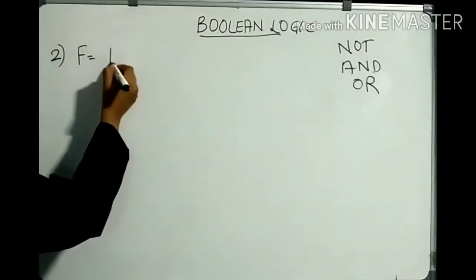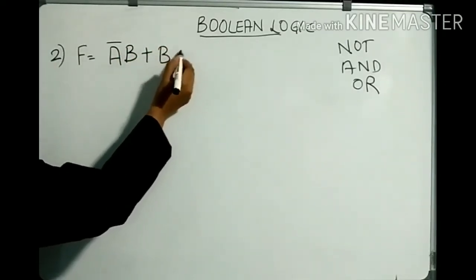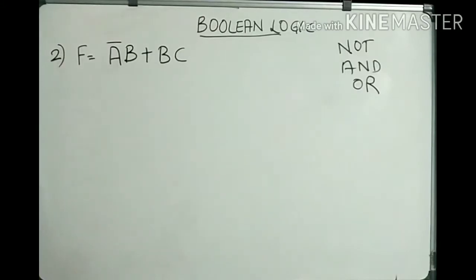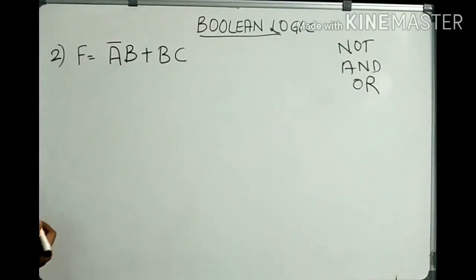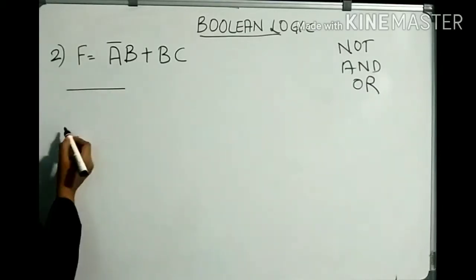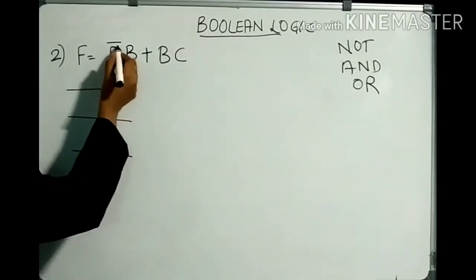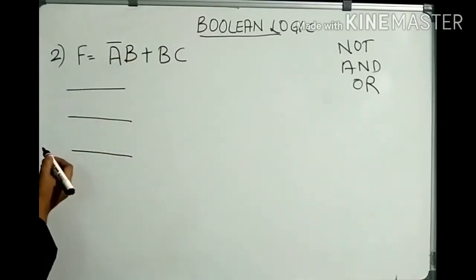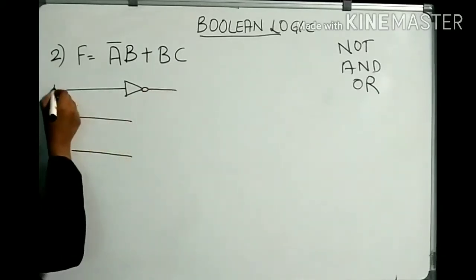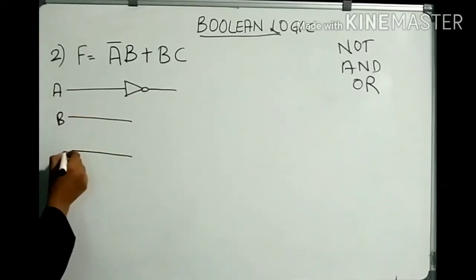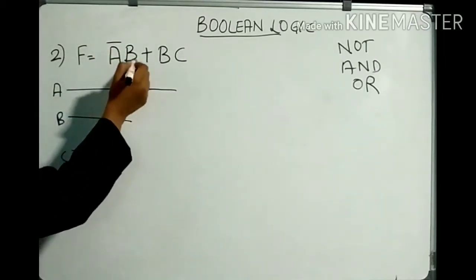A bar B. This is a simple example, A bar B plus BC. So we can see here that there are three Boolean variables: A, B, and then C. A is being NOTed here, so we have to give a NOT gate to A. This is A, B, and C. First we have to do this one according to the priority.